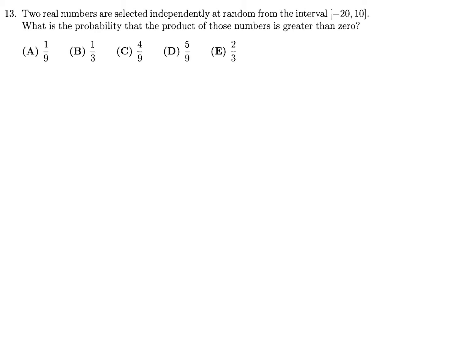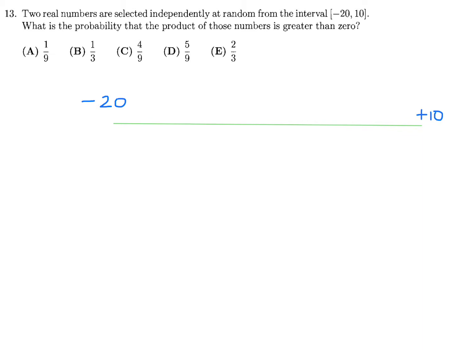Two real numbers are selected independently and at random from the interval minus 20 to 10. What is the probability that the product of those numbers is greater than 0? Now, we have all these real numbers. They're not necessarily integers, which is interesting. It could be anything from minus 20 all the way until positive 10.